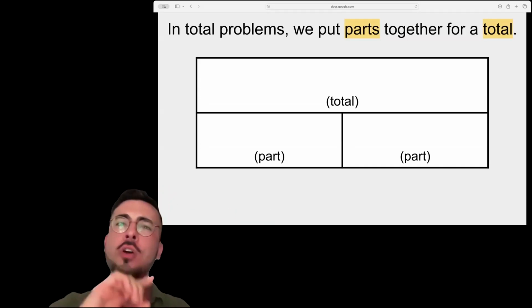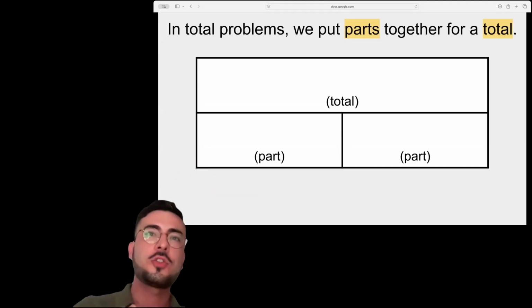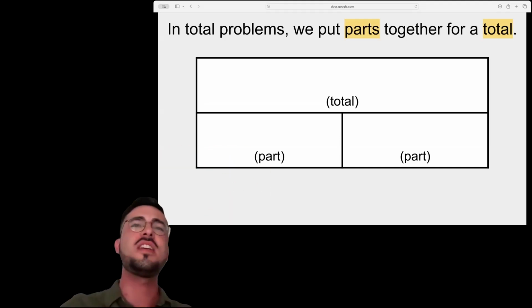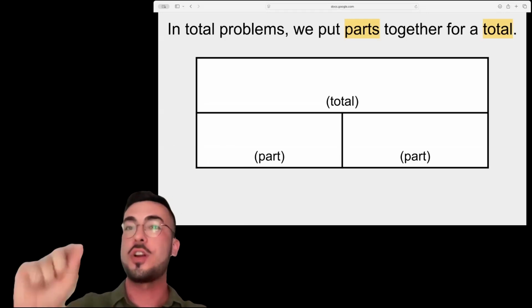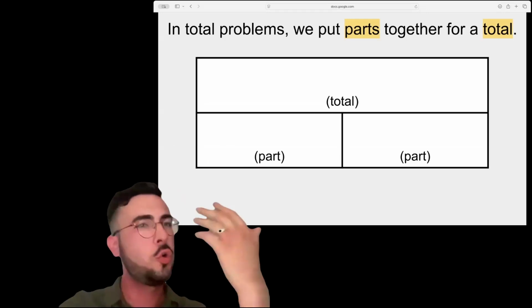Show me your whiteboards in 2. Show me your whiteboards in 1. That looks great. Ooh, that looks amazing. I love how neat your handwriting is. Oh, Amina, you forgot to write part in your lower left corner. Can you write part? Okay, cool. Amina, you've got it.